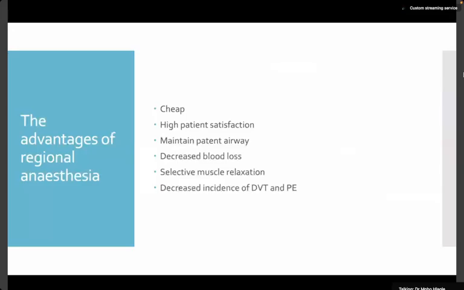So what is the advantage of choosing to do a regional anesthesia? First, it is cheap. There's high patient satisfaction. You maintain a patent airway. Because of the vasodilation, there's decreased blood loss, and there's selective muscle relaxation. This is more to do with nerve blocks. And there's also decreased incidence of deep vein thrombosis and pulmonary embolism.